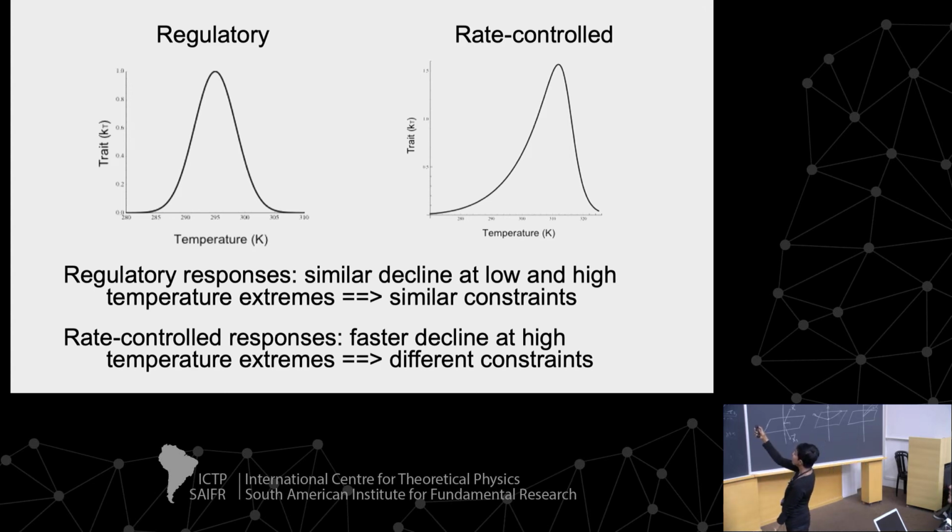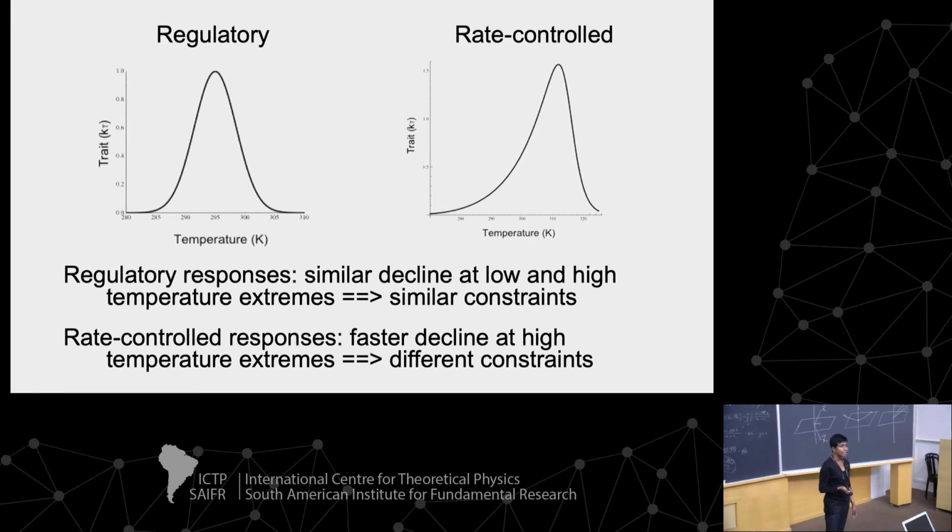If you look at rate control responses, the decline is much faster at high temperature extremes compared to the low temperature extremes, which suggests that different constraints may be at play in decreasing these rates at low versus high temperatures.